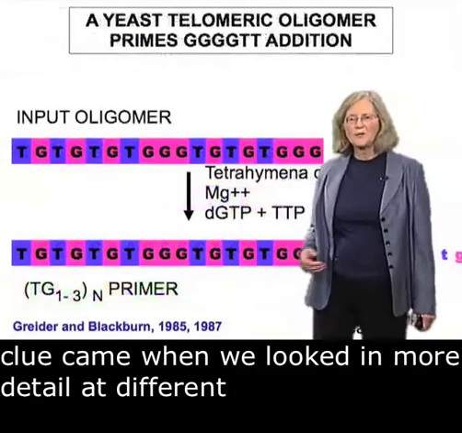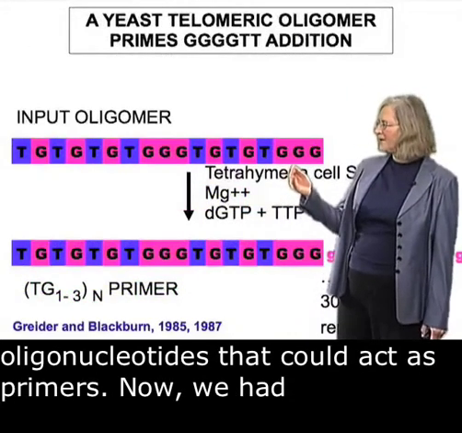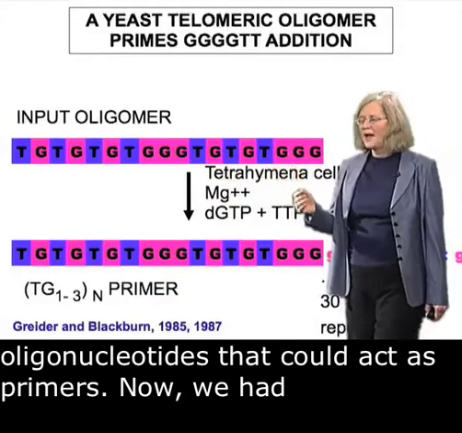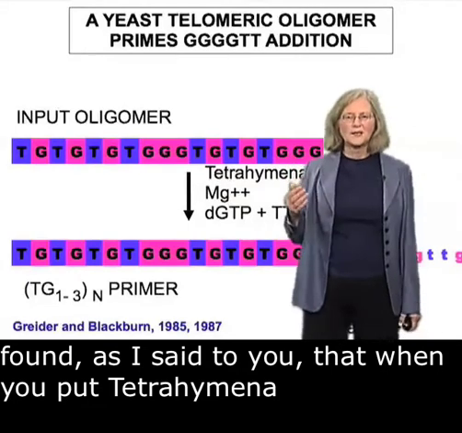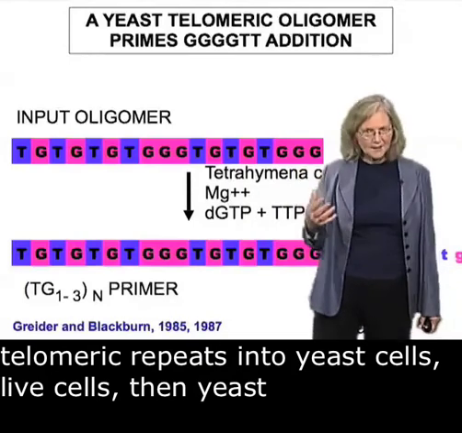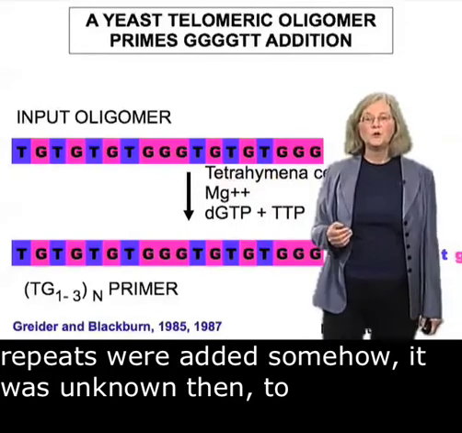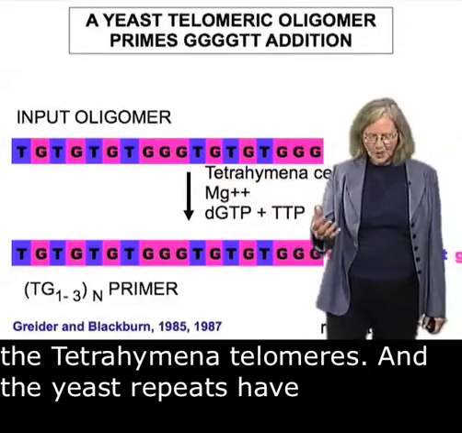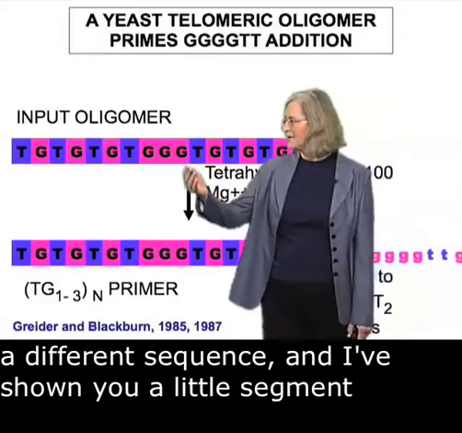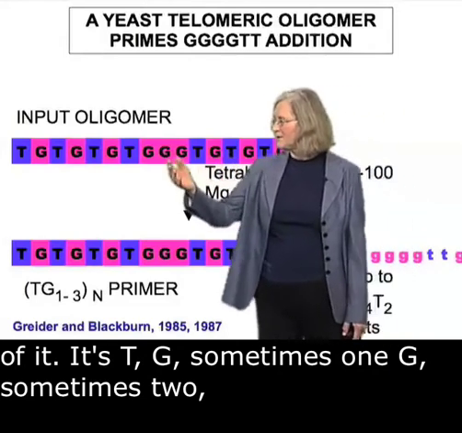Another interesting clue came when we looked in more detail at different oligonucleotides that could act as primers. Now, we had found, as I said to you, that when you put Tetrahymena telomeric repeats into yeast cells, live cells, then yeast repeats were added somehow, it was unknown then, to the Tetrahymena telomeres. And the yeast repeats have a different sequence, and I've shown you a little segment of it. It's T, G, sometimes 1 G, sometimes 2, sometimes 3 Gs.